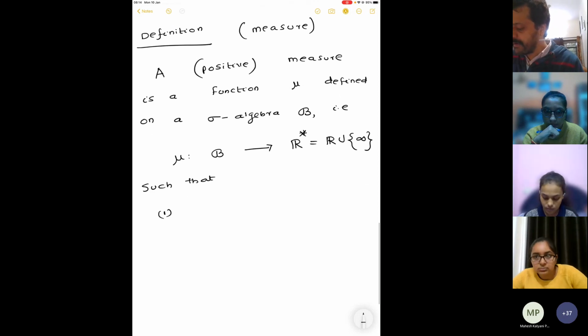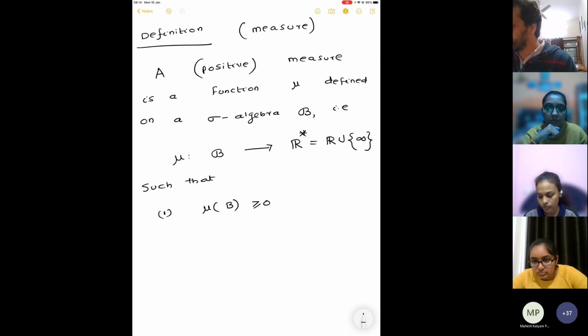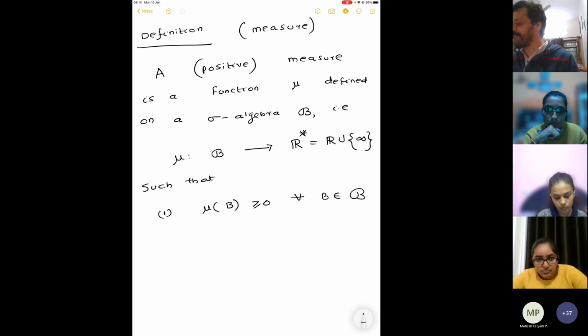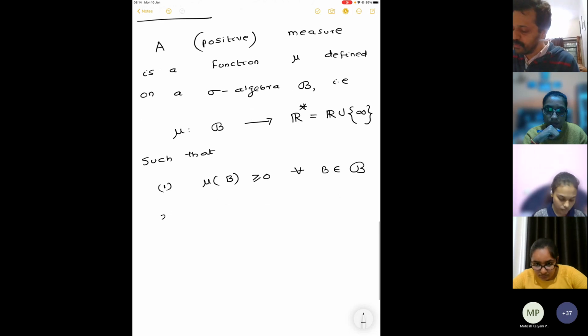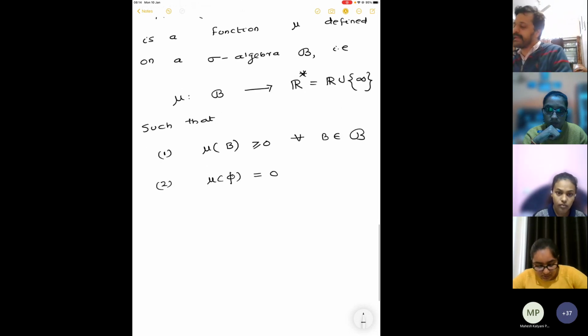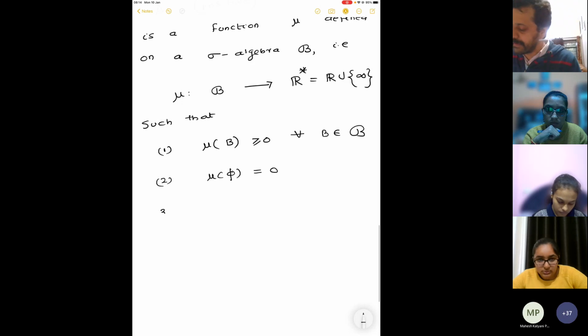1. mu of small b is greater than or equal to 0 for every b in the sigma algebra B. 2. mu of the null set should be equal to 0. And we already know that the null set will definitely be an element in B. That is one requirement. If you take an empty bottle and measure its volume, the volume of water is 0.